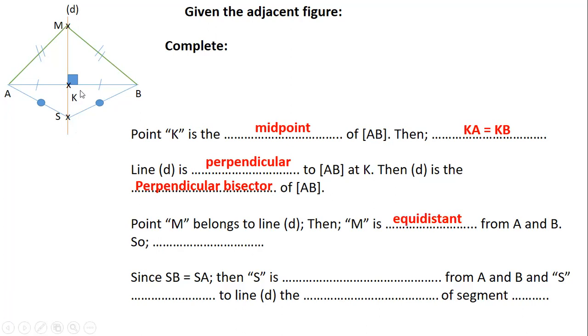What do we mean by equidistant? Then MA and MB will be equal to each other. Yes. Now the opposite. If you are given that SA is equal to SB, then where does S belong? To the perpendicular bisector of segment AB.